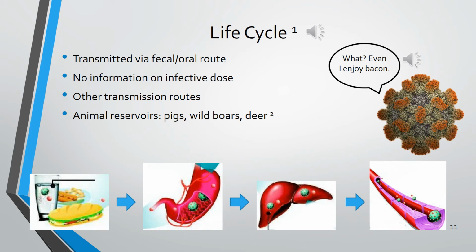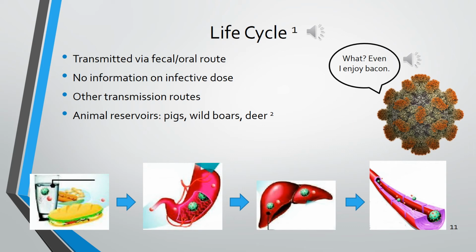HEV is transmitted via the fecal-oral route. No information on the infective dose of HEV is available. Other transmission routes of HEV also exist, such as ingestion of undercooked meat from infected animals, transfusion of infected blood products, and vertical transmission from a pregnant woman to her fetus. Animal reservoirs for HEV genotypes 3 and 4 include pigs, wild boar, and deer. HEV RNA has been detected in swine urine, suggesting this may play a role in transmission of HEV within this animal reservoir. The typical life cycle of HEV is as follows.